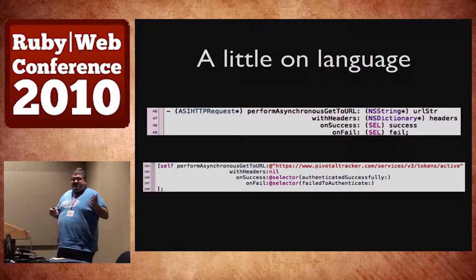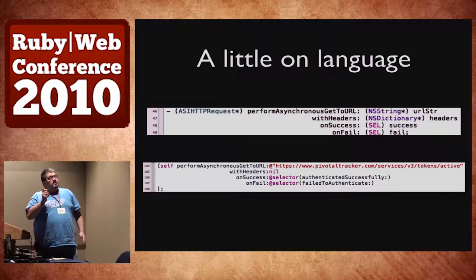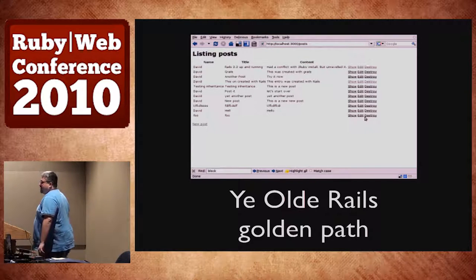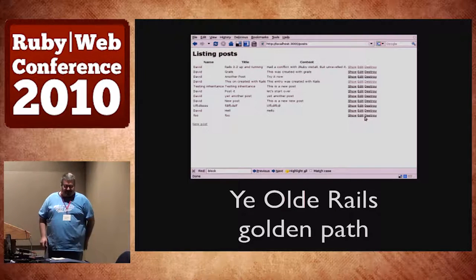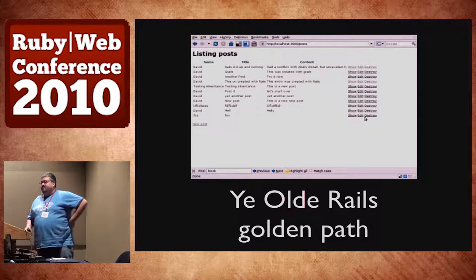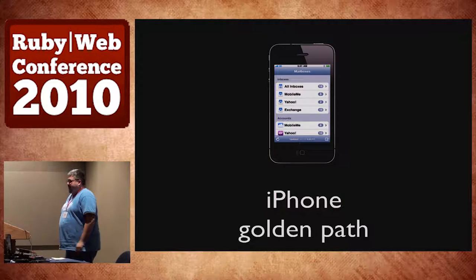So anyway, that's Objective-C. I think it's a pretty beautiful language, or at least that's it in a very small nutshell. And you can write some really nice code in it. So moving right along, though. I'm sure most of you are familiar with the Rails golden path. This is just a screenshot of the canonical blog application where you create blog posts, you can read blog posts, you can update blog posts and delete them. So here's the iPhone golden path.